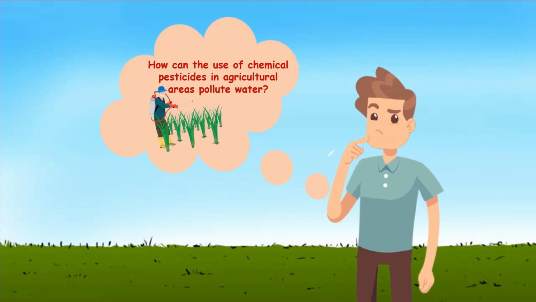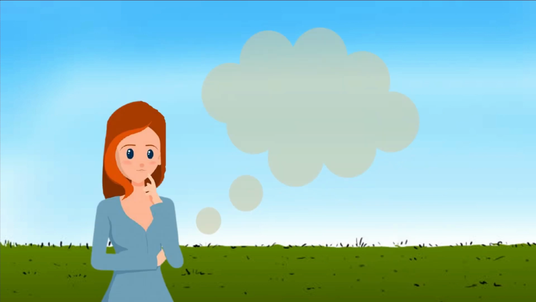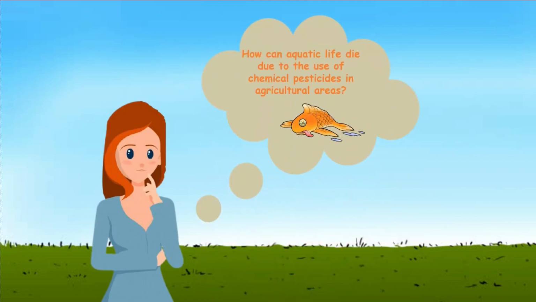How can the use of chemical pesticides in agriculture areas pollute water? How can aquatic life die due to the use of chemical pesticides in agricultural areas? Let's see what is the chemical content in pesticides.